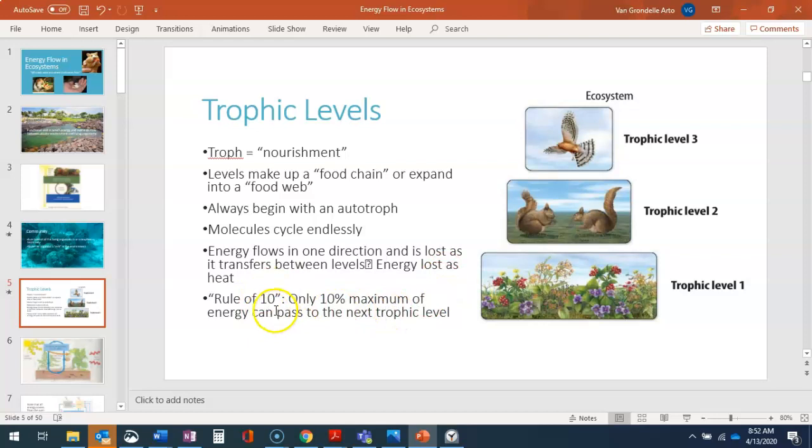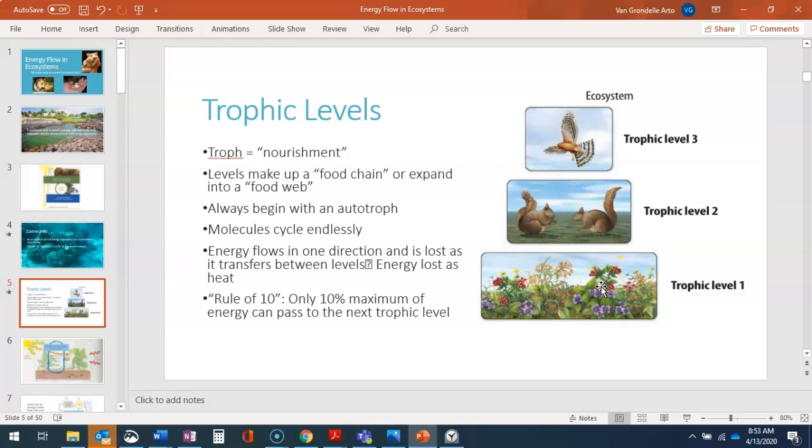Okay, a general rule, the rule of 10. Very, very roughly, this energy available to be eaten, the biomass, can only turn into 10% of the above biomass. So roughly 10% of what you eat turns into tissue, living tissue available to the next trophic level.